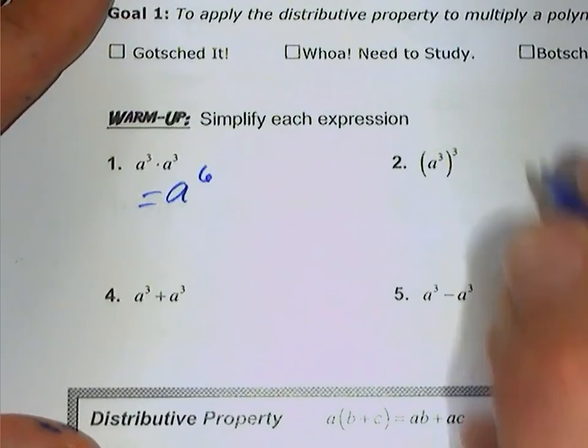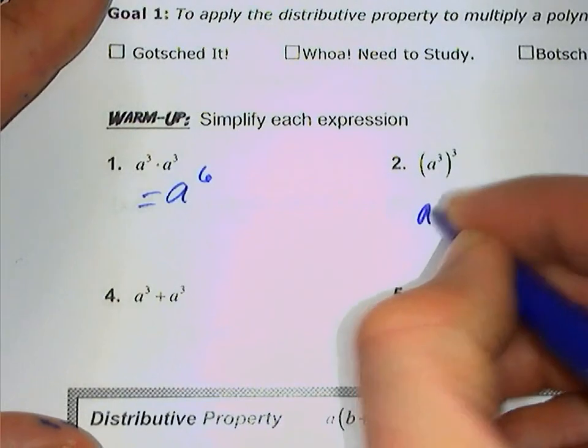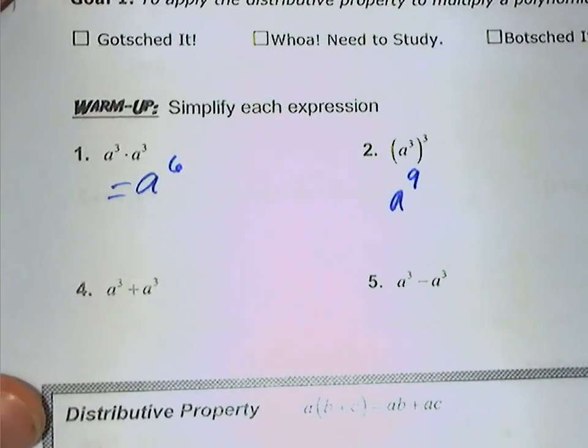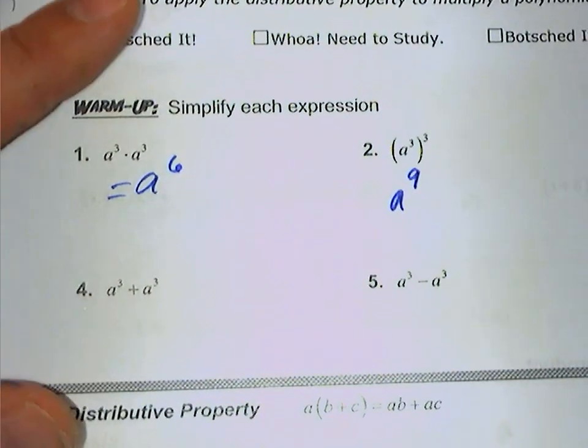What do we do? Ivan? Multiply 3 times 3? 9. A to the 9th for number 2.